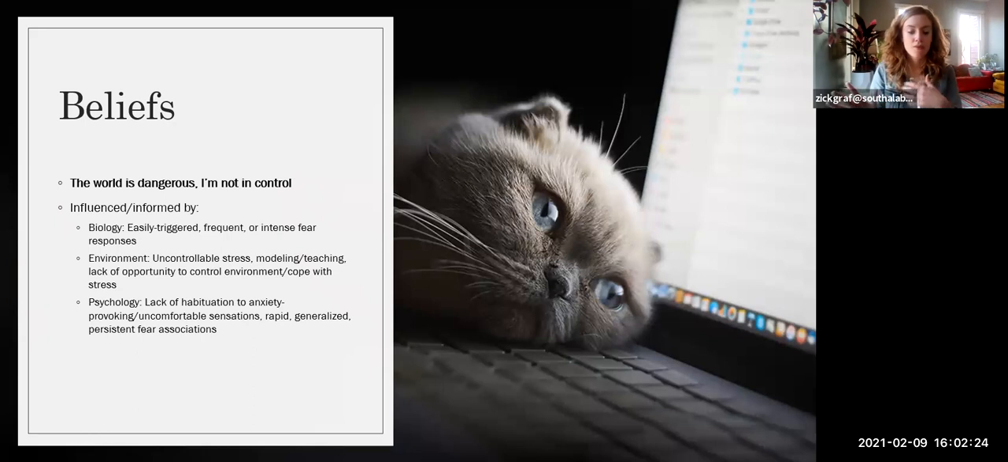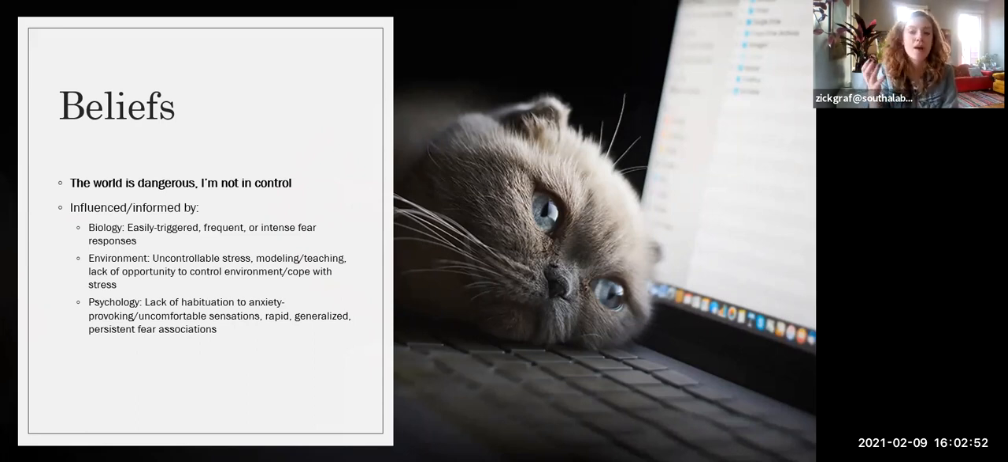For people with, or independently of, but also interacting with that biological vulnerability, is environmental stress. So someone living with chronic uncontrollable stress, again, is being shown that the world is dangerous and that they can't control their stress level. Parenting, modeling, explicit teaching, or parental control that prevents kids from learning to cope with the world and learning to master their stress can also lead to this belief.